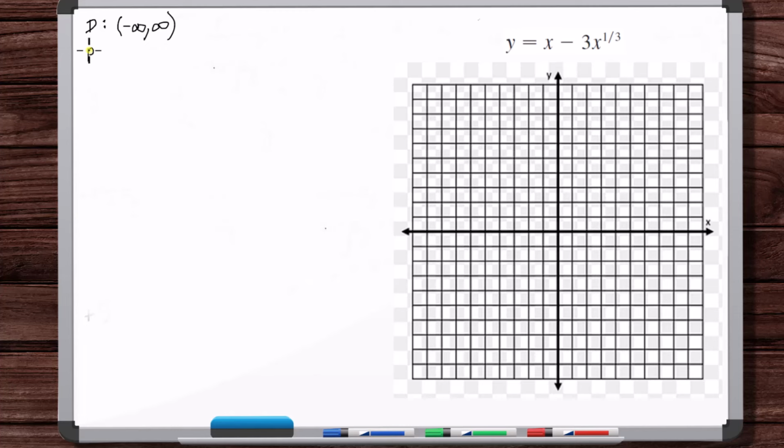Now the range, let's wait till the end and we'll inspect the graph and see what the range is. Okay, intercepts. What are the y-intercepts? Set x equal to 0. Solve for y.